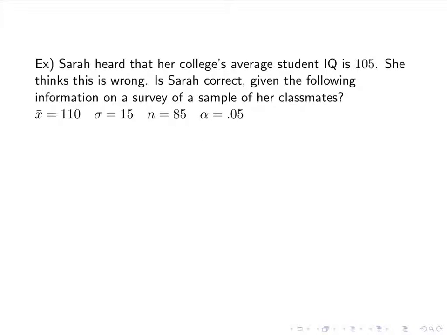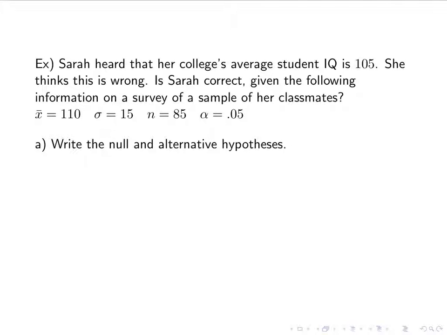So let's try one more. Sarah heard that her college's average student IQ was 105. She thinks this is wrong. Is Sarah correct, given the following information on a survey of a sample of her classmates? X bar is 110, sigma is 15, N is 85, alpha is 0.05.